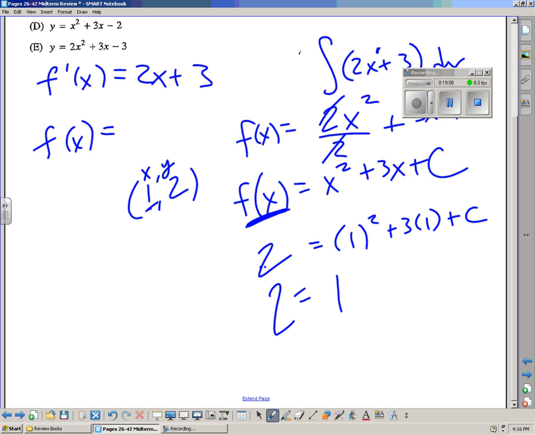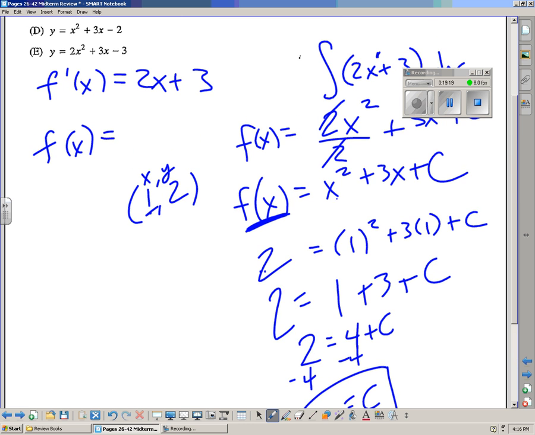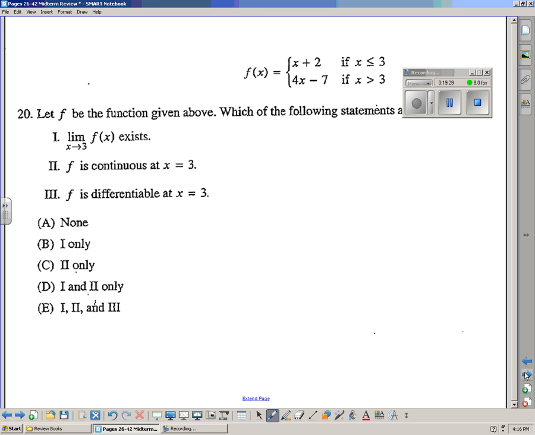So 2 is equal to 1 plus 3 plus c. 2 is equal to 4 plus c. Subtract 4, and -2 is c. So now my function is going to be x squared plus 3x minus 2. Yes, that's correct. So x squared plus 3x minus 2, choice D. Number 20. Let f be the function given above.